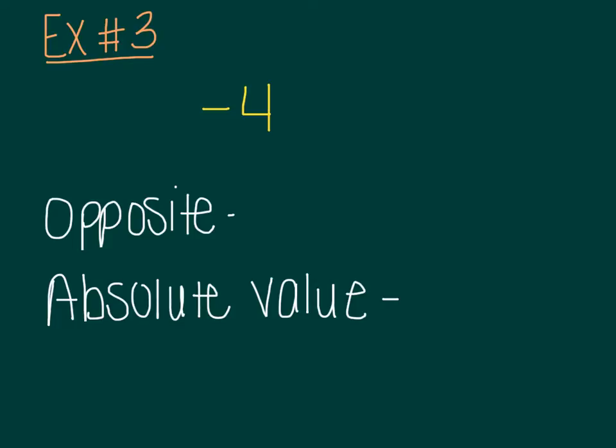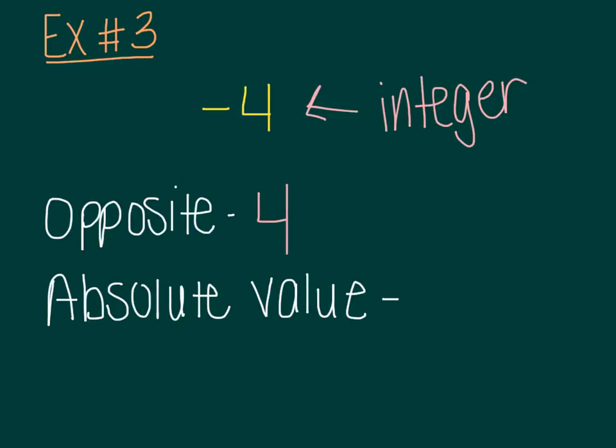Example number 3, they already gave us the integer, which is -4. And the opposite of -4 is +4. When we write positive numbers, we don't put a plus sign in front of them. We just write them like a regular number. And then the absolute value.